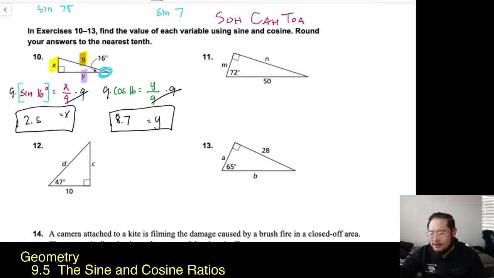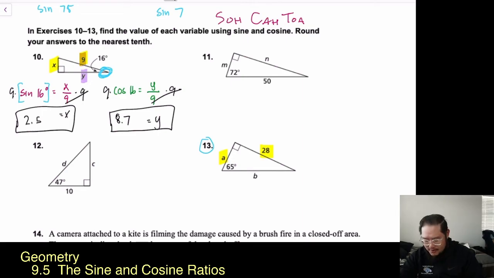Let's take a look at number 13. It's all about the same. Right here in 13, if we're trying to find A, we have A and that side right there, which would be considered the opposite of 65 degrees. Why is it not the hypotenuse? Well, remember, you can see the right angle, and opposite of the right angle is B. So side B is your hypotenuse, actually.